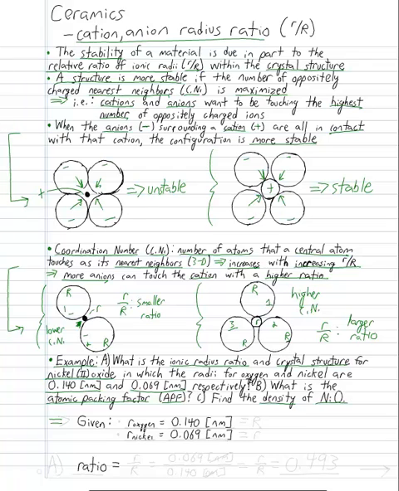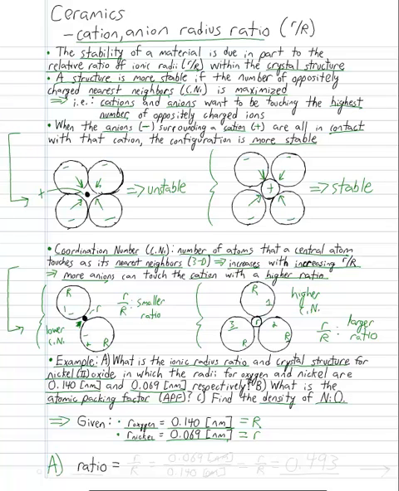First, we'll go ahead and write what's given. We know the radius of the oxygen is 0.140 nanometers, and since this oxygen is the anion, we'll call this big R. We also are given the radius of nickel, which is 0.069 nanometers, and since this one is the cation, it's going to be the little r.